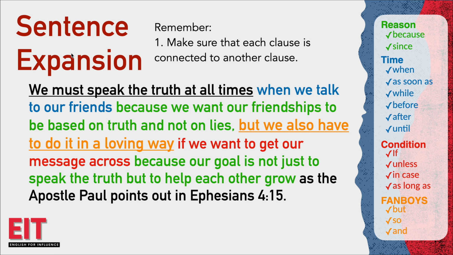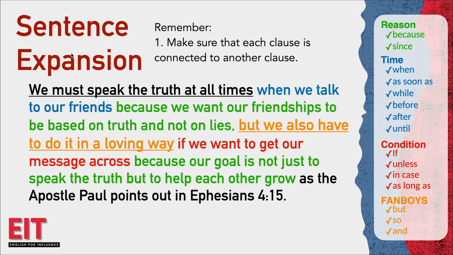Also, because we want our friendships to be based on truth and not on lies, is connected to where? That's right. We must speak the truth at all times. But we also have to do it in a loving way. That's another clause, an independent clause. Where is it connected? Yeah, again, to our main clause, we must speak the truth at all times.